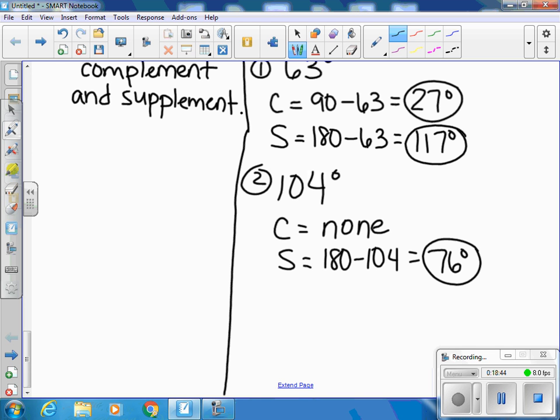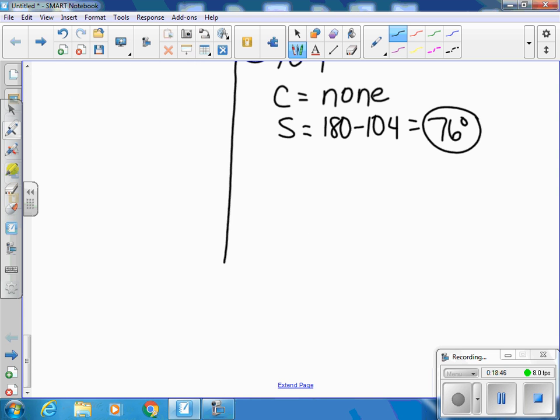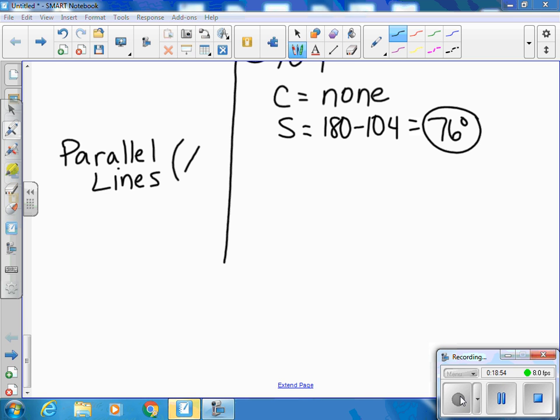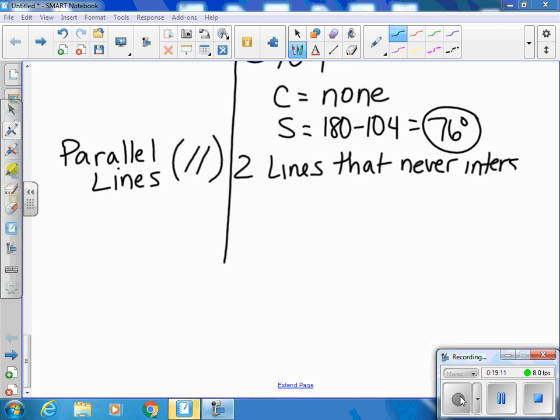And then the very last part of our notes is going to go back and talk to us about parallel lines. We're going to talk about parallel lines, and the symbol for parallel lines that you can use instead of writing the word out every time is a slanted set of parallel lines. It's not straight up and down. And parallel lines are two lines that never intersect. That means they never cross and are the same distance apart.